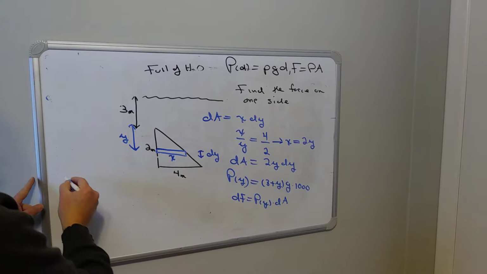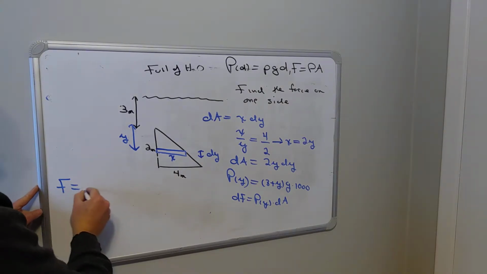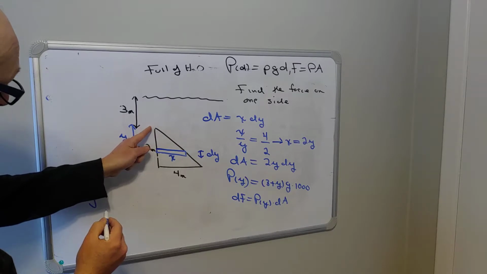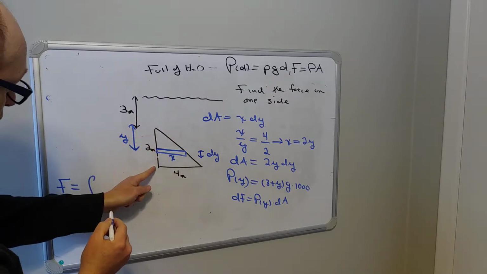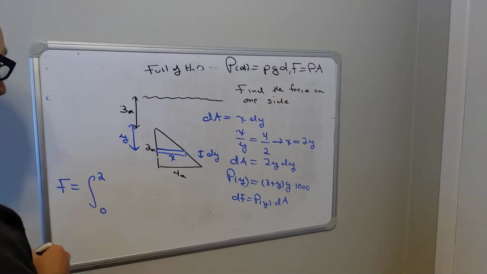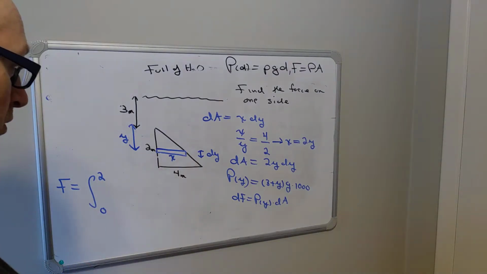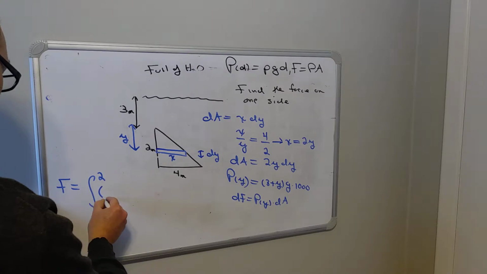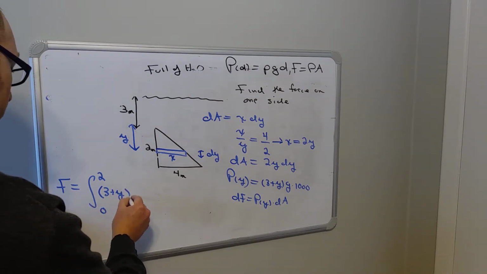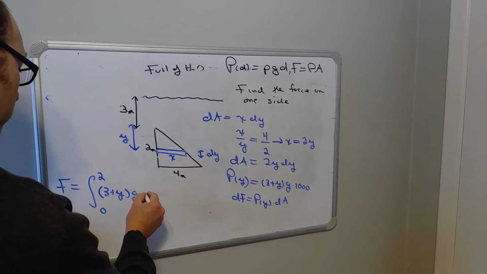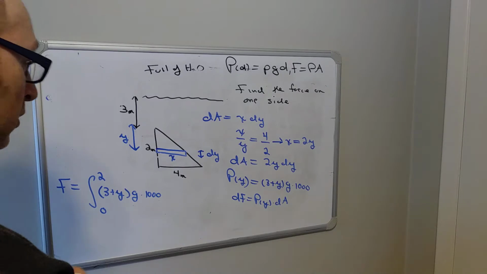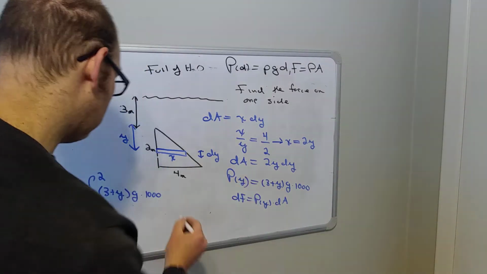So putting everything together in an integral, the force would be, well, y ranges from 0 to 2. So the integral from 0 to 2 of (3 plus y) g times 1,000 times 2y dy.